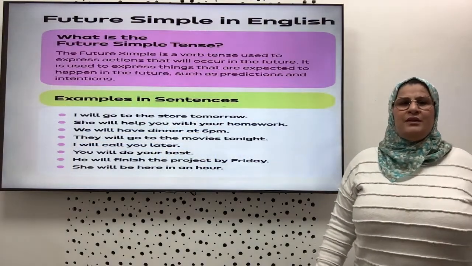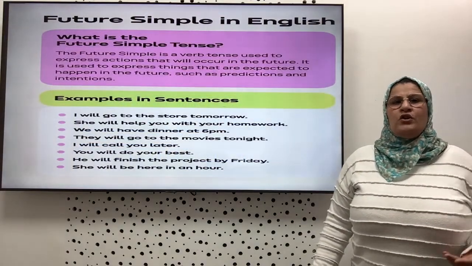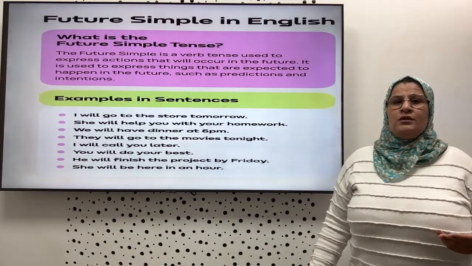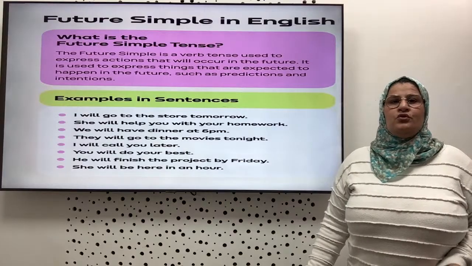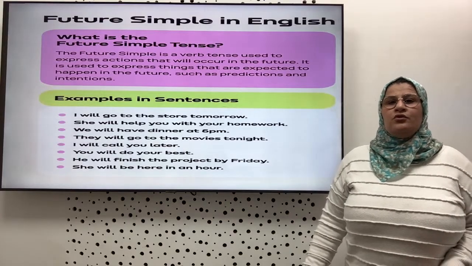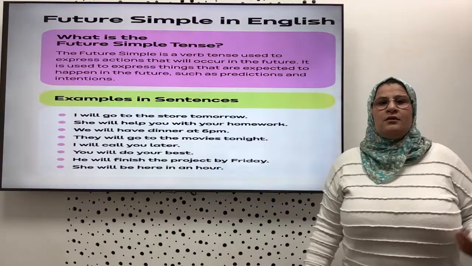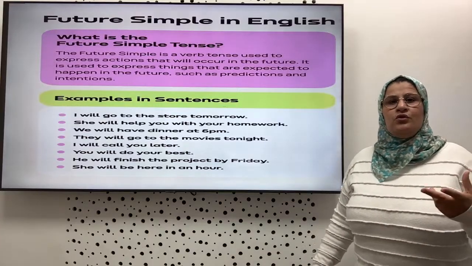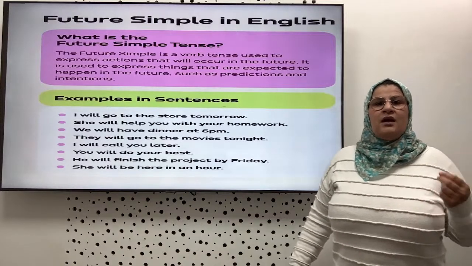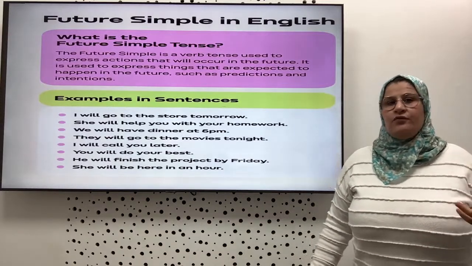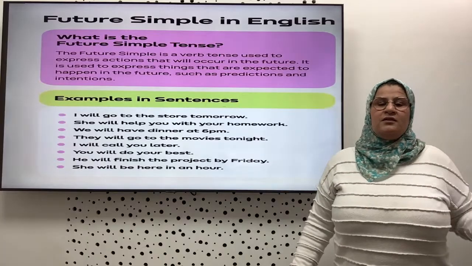The future simple in English. So we ask the question, what is the future simple tense? The future simple is the verb tense used to express actions that will occur in the future. It is used to express things that are expected to happen in the future, such as predictions and intentions.